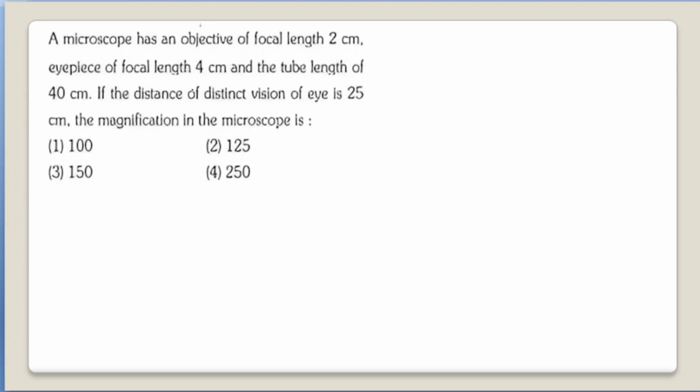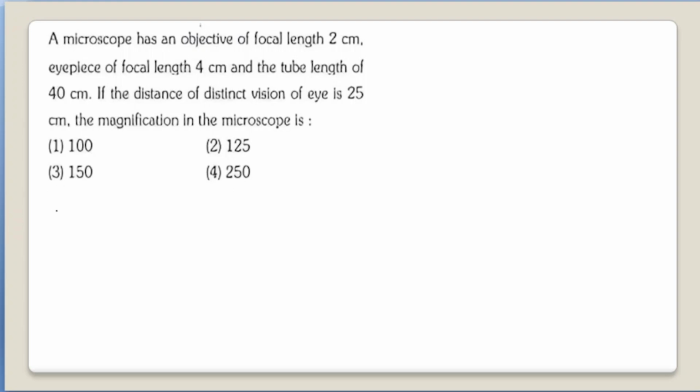A microscope has an objective of focal length 2 cm, eyepiece of focal length 4 cm, and the tube length of 40 cm. If the distance of distinct vision of eye is 25 cm, the magnification in the microscope is first 100, second 125, third 150, and fourth 250.